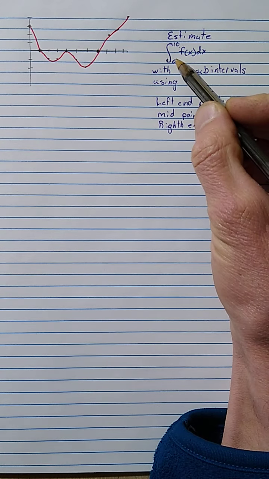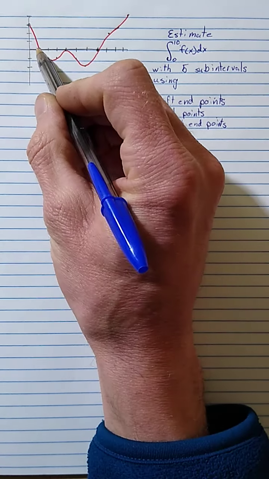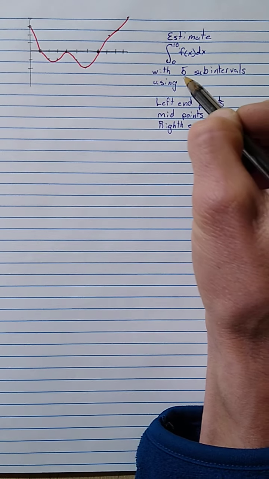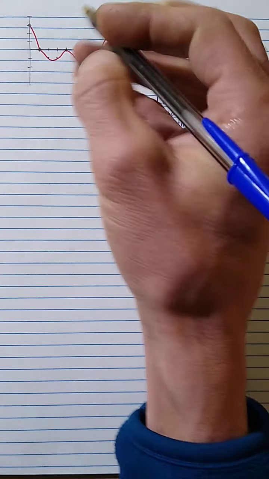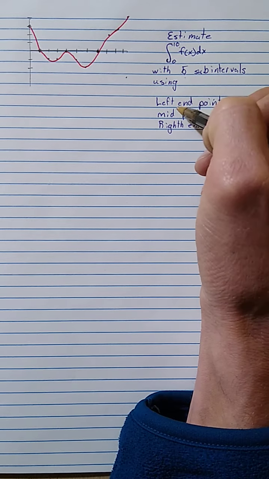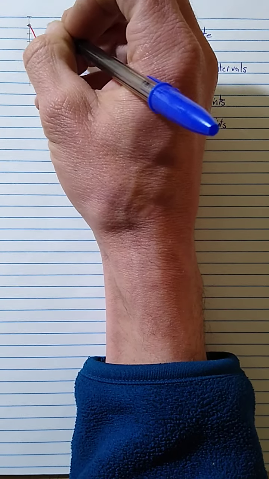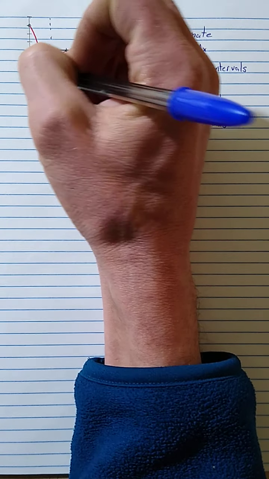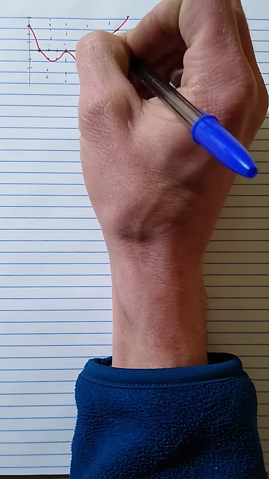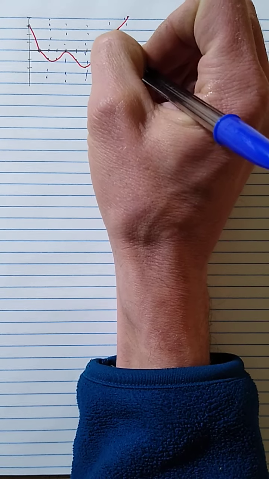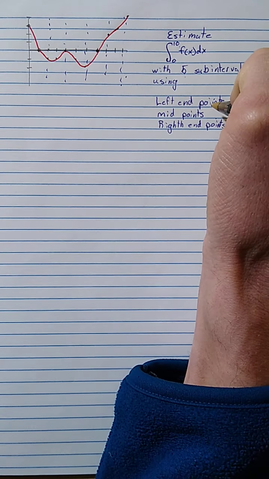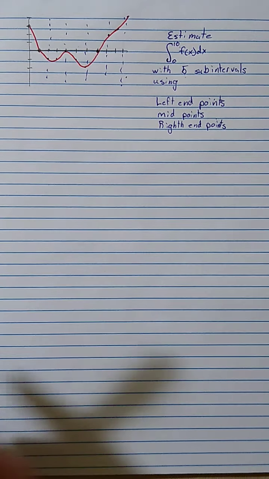So the first thing is to notice we want to go from 0 to 10. So that's 0 here, 10's here. And we want to do it with 5 subintervals. So if we do that, then each interval is going to be, well, this is length 10. Dividing that by 5 gives us 2. So our intervals are going to be splitting it up by 2's that way.